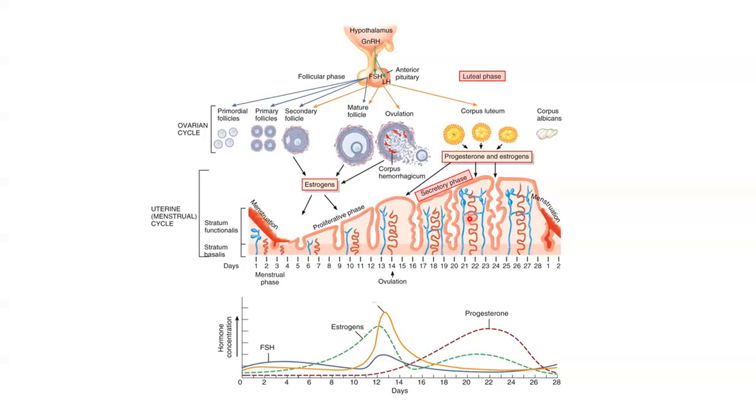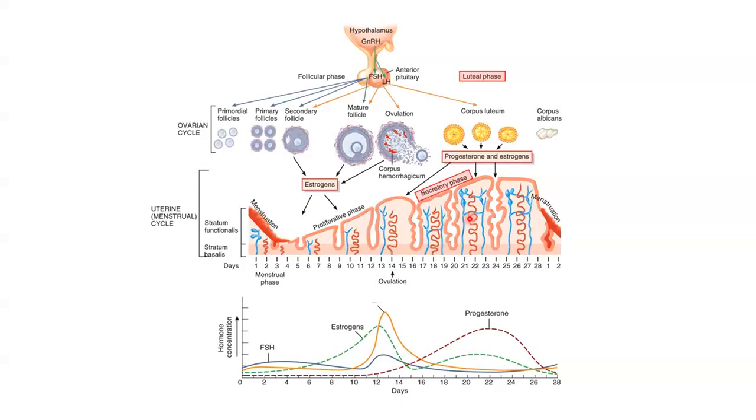These preparatory changes peak about 1 week after ovulation, which is the time that a fertilized ovum might actually arrive in the uterus. So remembering it does take a few days for that fertilized egg to travel down through the uterine tubes.